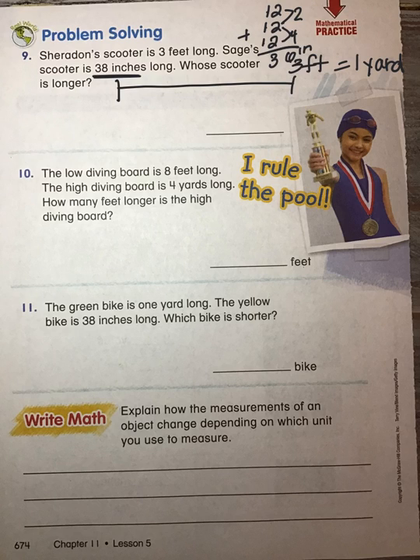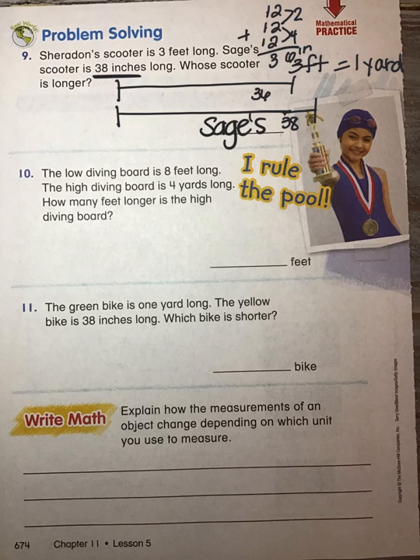Well, Sage's scooter is 38 inches. So whose scooter is longer? Because if this is 36 inches here, and this is 38, whose is longer? 38 is bigger than 36, right? That means Sage. I'm going to put Sage's. I don't have room to put Sage's scooter, but you can just write Sage's.